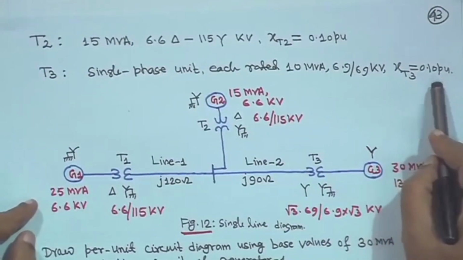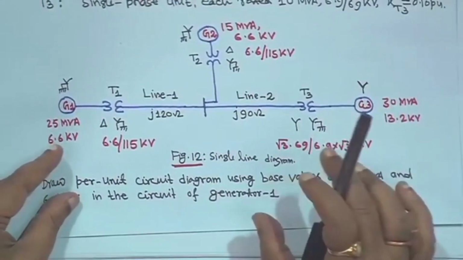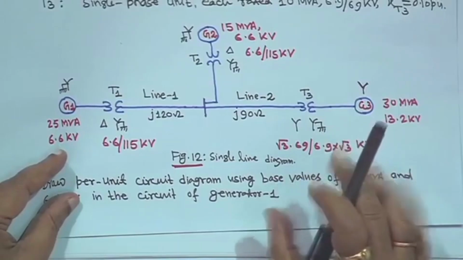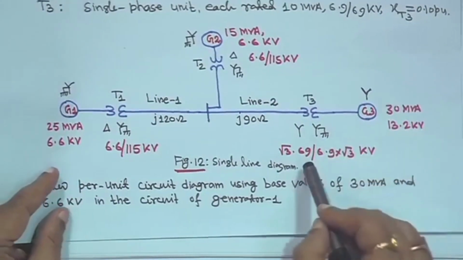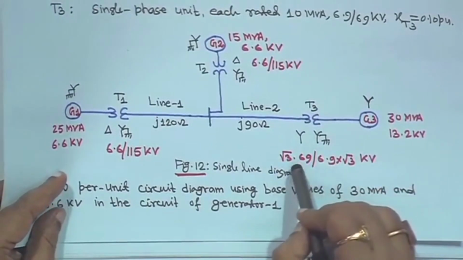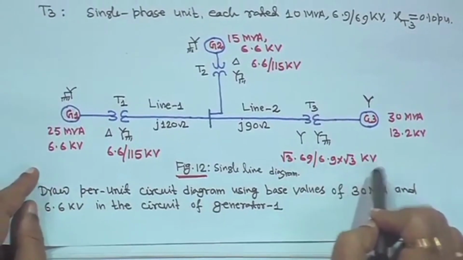As it is a single phase transformer, 3 single phase transformers are connected to make a 3 phase transformer. That is why, for line to line voltage, you have to multiply this one by root 3 and this one by root 3 kV, right.